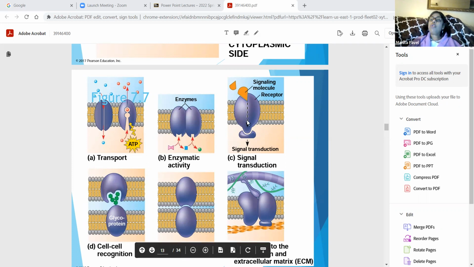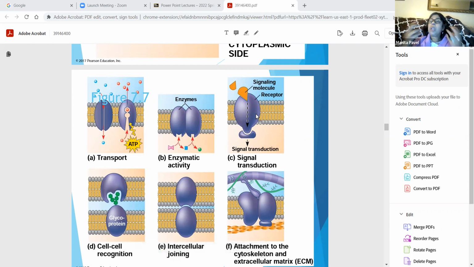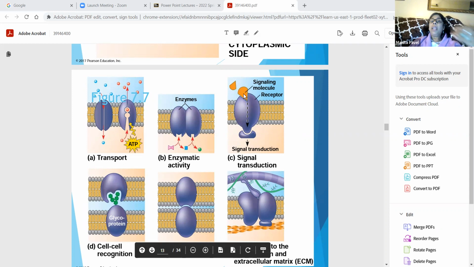In signal transduction, transduction is to relay the signal. So here you have the receptor. We have a number of receptor molecules on our cell membrane, and a receptor, from the very term, is going to receive a signal. And in signal transduction, you can see the signaling molecule here is going to bind to the receptor molecule for the transduction to take place.